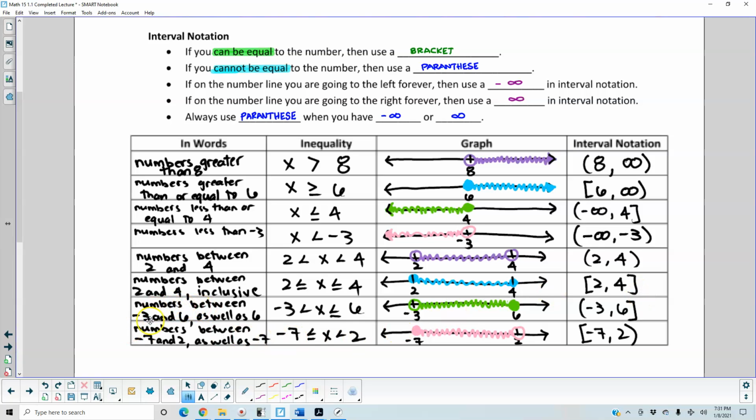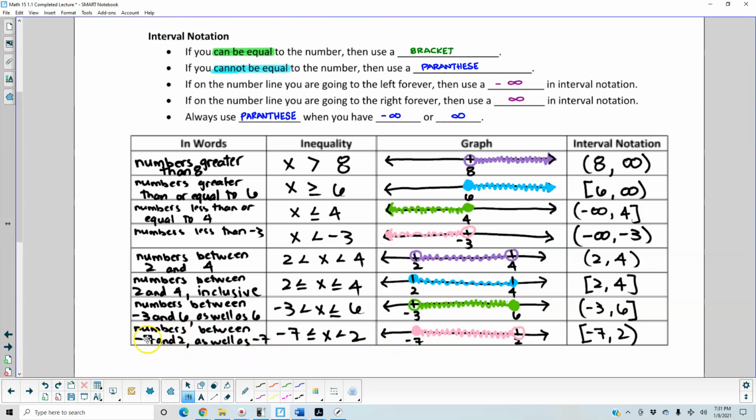Numbers between negative 3 and 6 as well as 6. So that means x is in between negative 3 and 6 and we're including the value of 6. So we have an open circle at negative 3 with the closed circle at 6 and everything in between. So it's parentheses negative 3, comma 6 with a bracket.